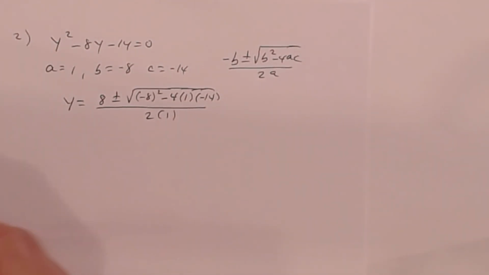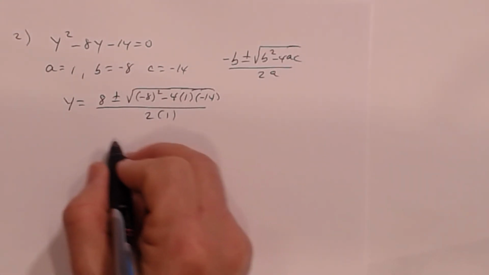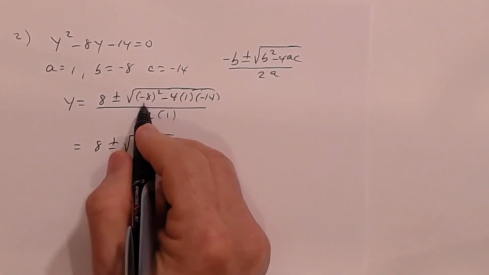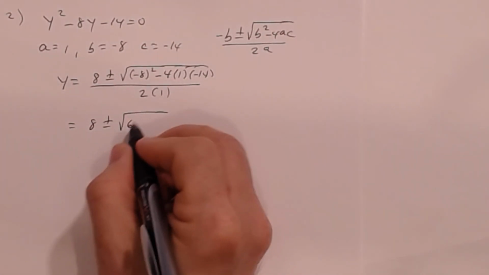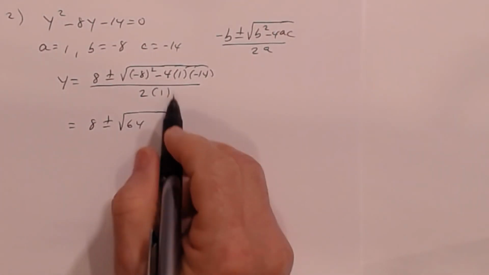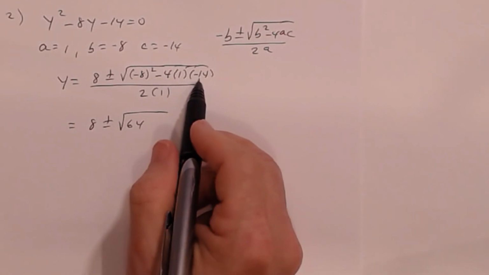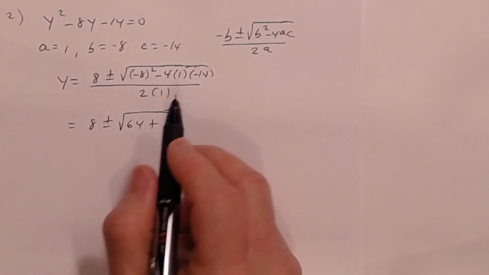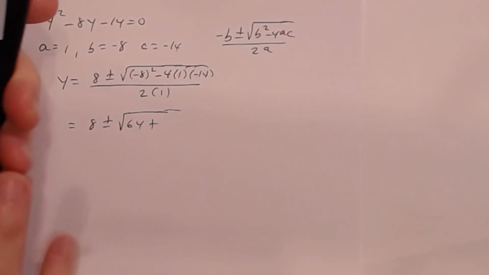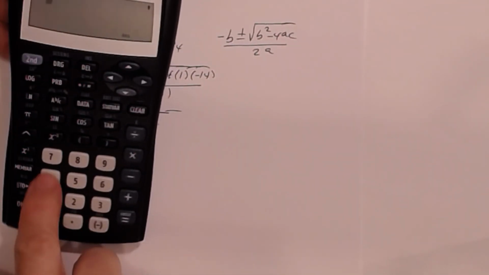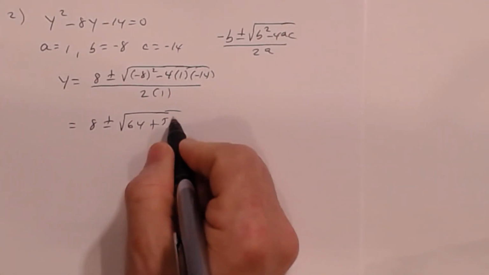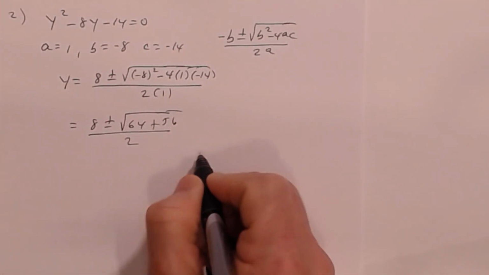All right, so at this point, we're going to go ahead and simplify the radicand. So I get 8 plus and minus the square root of negative 8 times itself is 64. So notice it's positive. A negative times a negative is a positive. 4 times 1 times 14. Use your calculator if you have to. 4 times 14 equals 56. All divided by 2 times 1, which is 2.